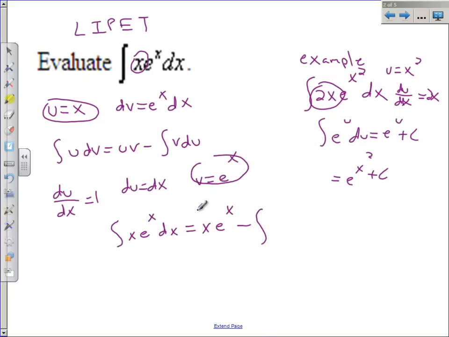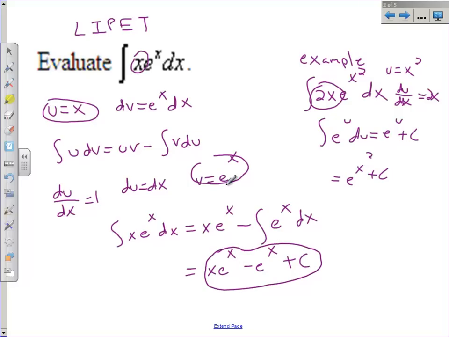So where is my v? Well, there's my v. And what's my du? My du is just dx. Now, I realize we put an integral in this formula, but look what has happened. I have turned this into something that I can integrate very easily. So my final answer is x e to the x minus e to the x plus c. And that's what you would get if you were to ask your TI-89 what the integral of this is.